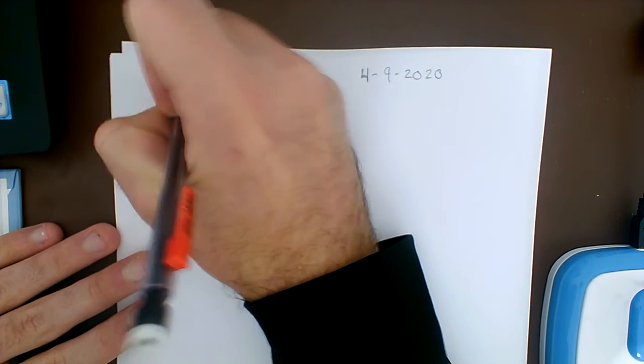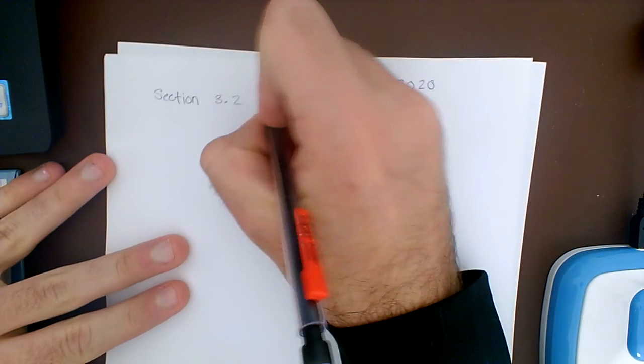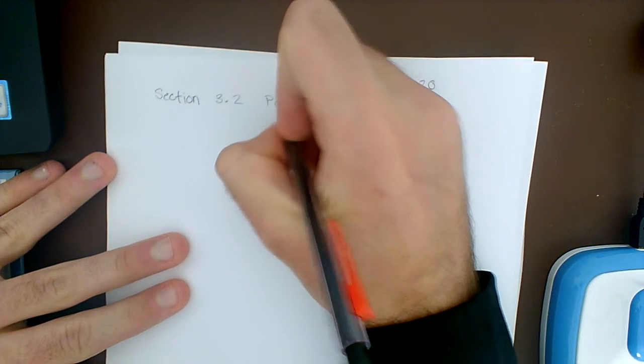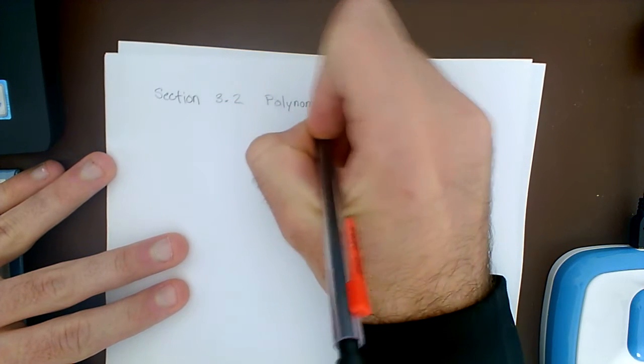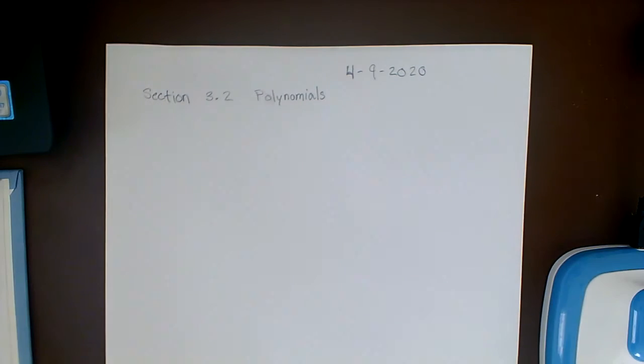Okay, and today we're going to be talking about section 3.2. Okay, so this one's about polynomials. So we've already actually talked about polynomials a little bit, especially quadratic polynomials and linear polynomials.